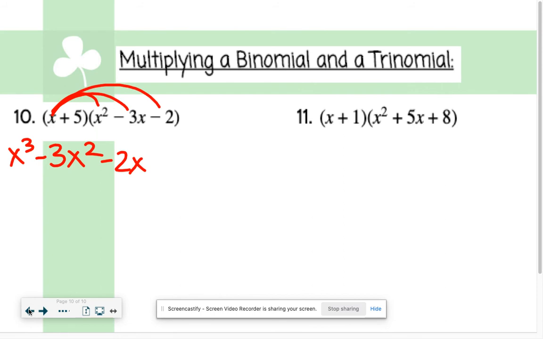Now we're going to do the same exact thing, but instead of using our x, we're going to use our 5. So what's 5 times x squared? 5x squared. Good job. 5 times negative 3x? Negative 15x. Negative 15x. And lastly, negative 10.